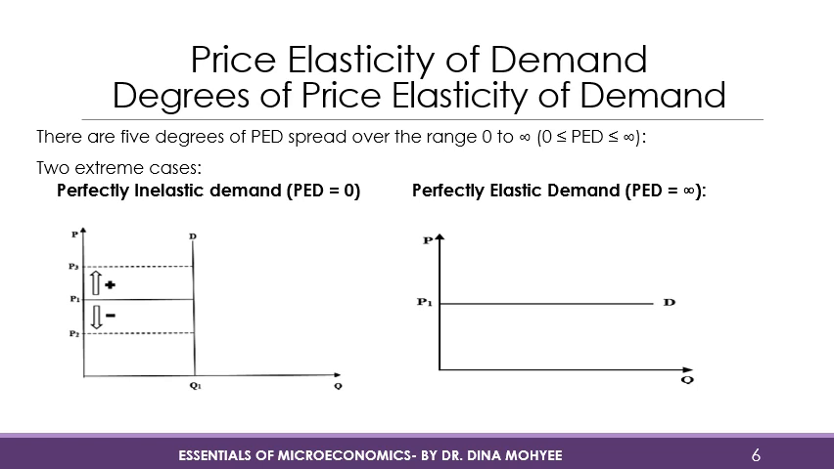The second extreme case is perfectly elastic demand, which occurs when a very small change in the price leads to a very large or infinite change in the quantity demanded. It indicates that the quantity demanded is very highly responsive to changes in the price. In this case, the price elasticity of demand equals infinity.